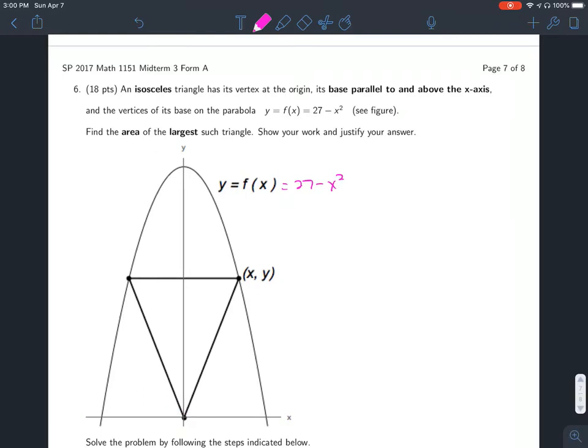Its base, the base is the side that is opposite the vertex angle. So this is the base. Is parallel to and above the x-axis, like so. I wouldn't add all this to the picture. I'm just explaining it to you.